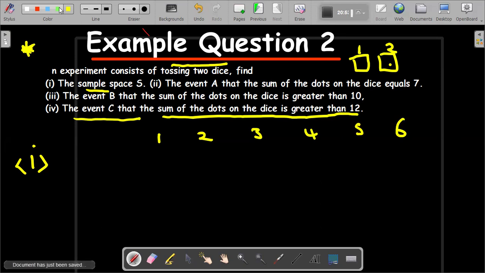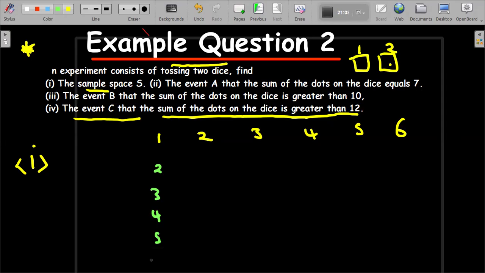And then the other die also has its own sample space. So it can be 1, 2, 3, 4, 5, and then we have 6 there at the end. So I write 6 there. So what will be happening is this.